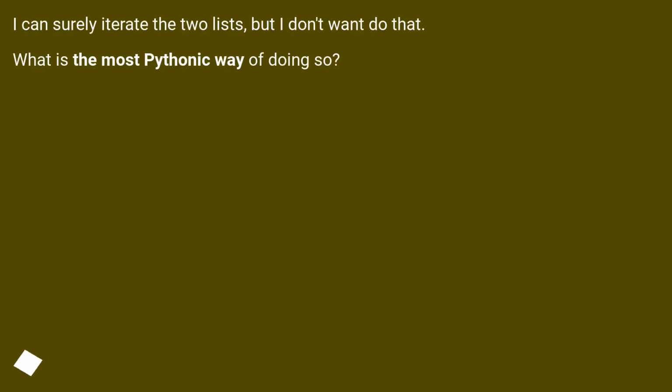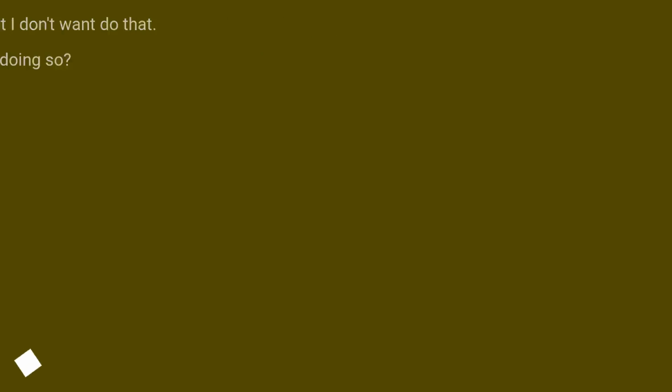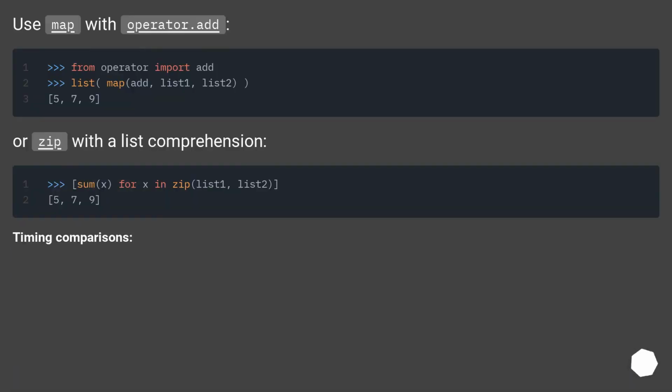I can surely iterate the two lists, but I don't want to do that. What is the most Pythonic way of doing so? Use map with operator.add. Or zip with a list comprehension. Timing comparisons.